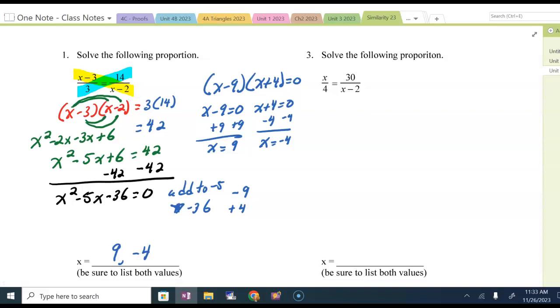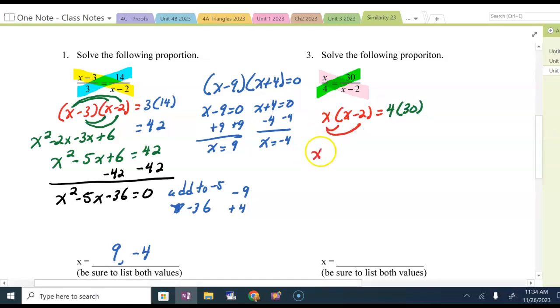Before we take a look at problem number 2, we'll just take a look at problem number 3. Again, I'm going to cross multiply. So x times x minus 2, that'll equal 4 times 30. So we're going to distribute. So we'll get x squared minus 2x is equal to 120. We'll subtract 120 from both sides. x squared minus 2x minus 120 is 0.